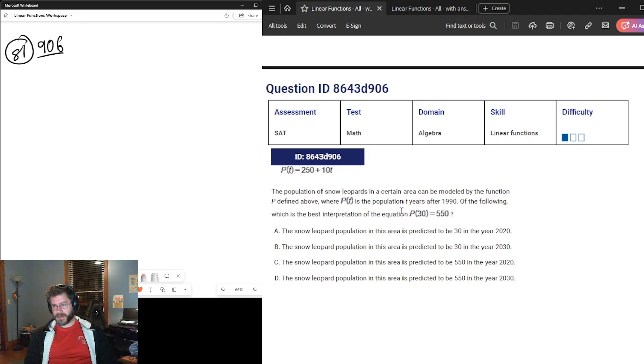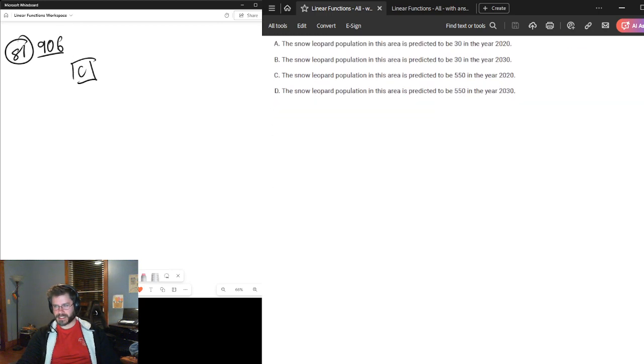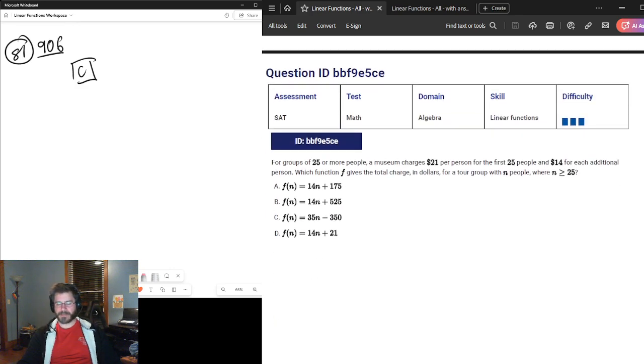T years, interpretation of x is 30, y is 550. So remember, t is the number of years, and 550 is the population. So that would mean that this population reached 550 30 years after 1990, which is 2020. Snow leopard population is predicted to be 30. No, the population is 550 in 2020. So that's C. These interpretive questions are pretty simple, but you got to make sure you're not mixing up your x and y's and you understand what each term means. It's more of a reading comprehension task than anything else.